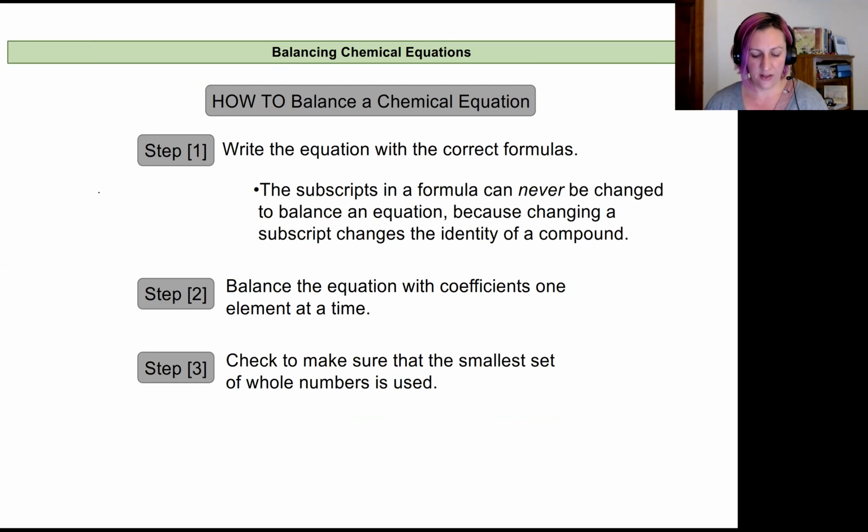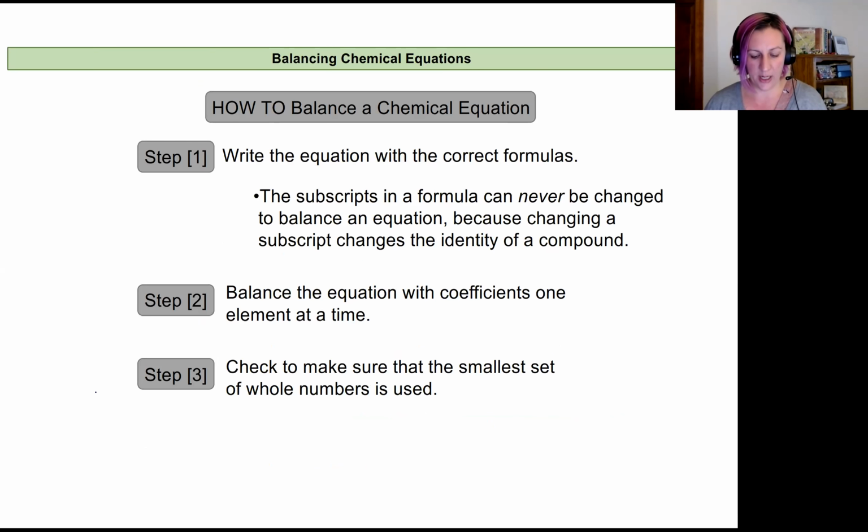So here's a how-to-balance-chemical-equations checklist. First, you're always going to write out the chemical equation and make sure you have the correct formulas. Without that, this falls apart right away. Now, the subscripts of these chemical formulas can never be changed when we're balancing an equation. We're only going to change the coefficient in front of the chemical formula for each molecule.